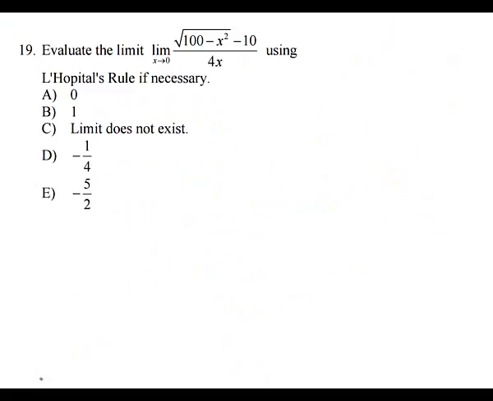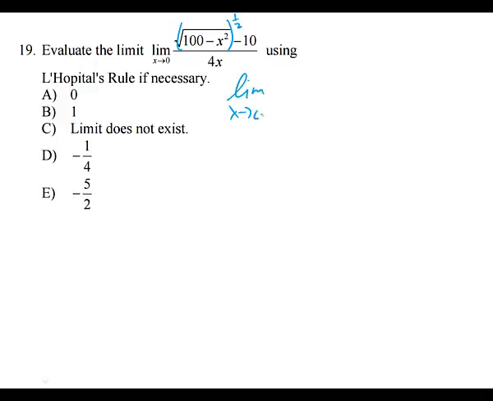Let's look at 19. Yep, we're going to have to use L'Hopital. It's already kind of up there, so it already tells us that we have to use it. Well, it says use L'Hopital if necessary. It is necessary because I can't put the 0 in the denominator. So I'm going to start by saying this is the same thing as this to the 1/2 power, right? So I'm going to take the derivative of the top and the derivative of the bottom.